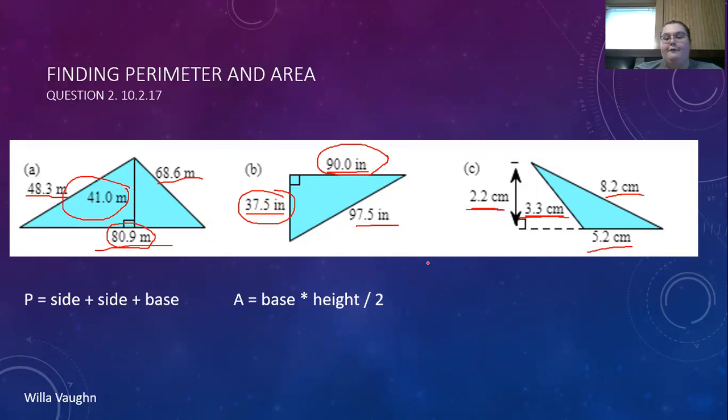So then over here for triangle C, you will now use the 2.2 centimeters because it is the height of this side right here. So we have 2.2 centimeters times our base, which is going to be 5.2 centimeters down here, and then you're going to divide that by 2, and you'll get 5.72 centimeters squared.